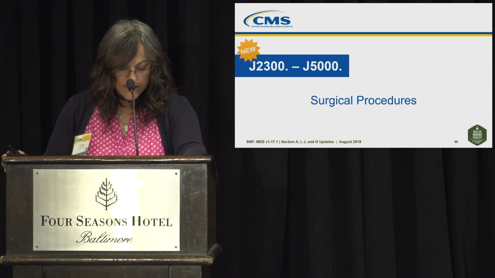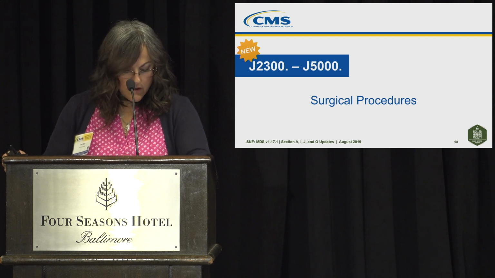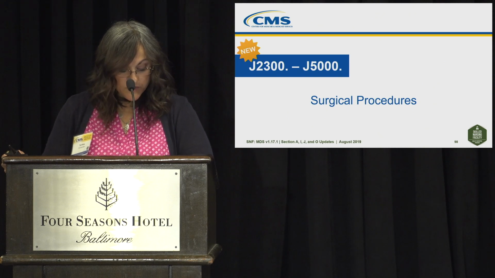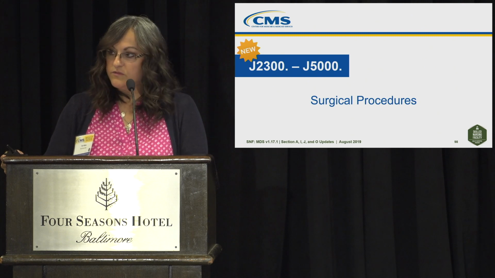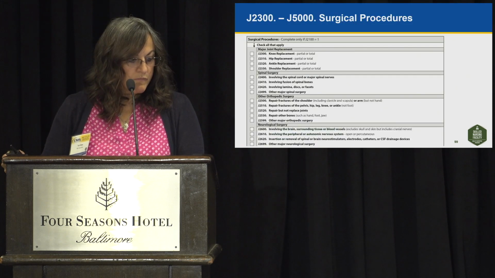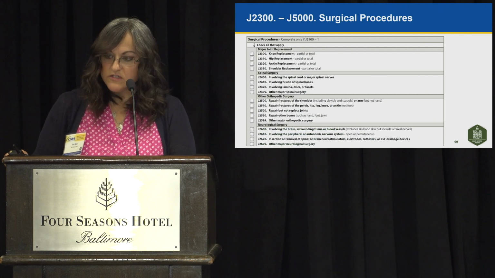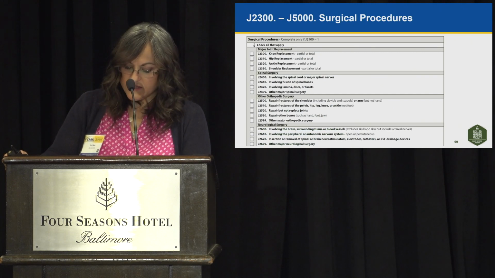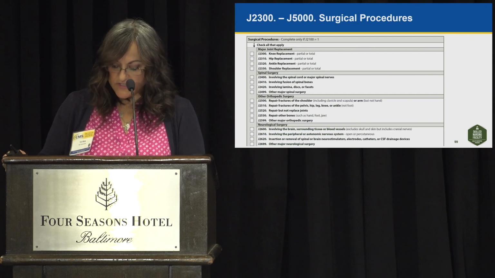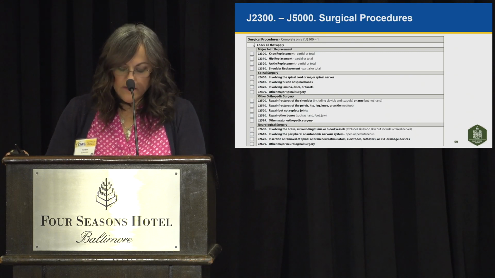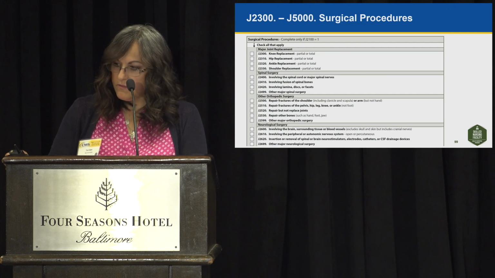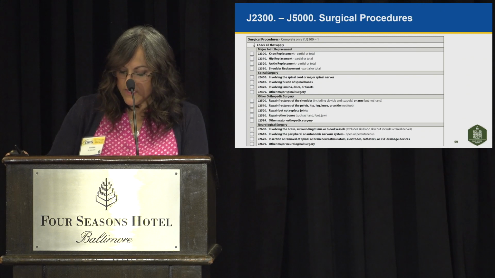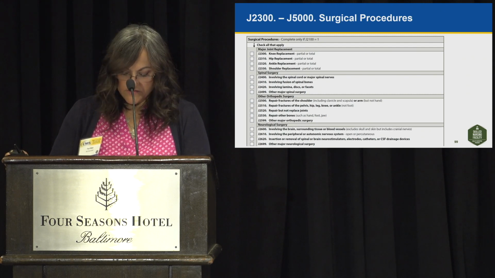So now let's look at the second new item, J2300, surgical procedures, which are J2300 through J5000, and how this interacts with J2100. This is just a partial snapshot of what the item looks like. As you can see from this snapshot, there are surgical procedures listed that are grouped under major headings, such as major joint replacement, spinal surgery, other orthopedic surgery, and so on. There are other headings not shown here that include cardiopulmonary surgery, genitourinary surgery, and other major surgery.